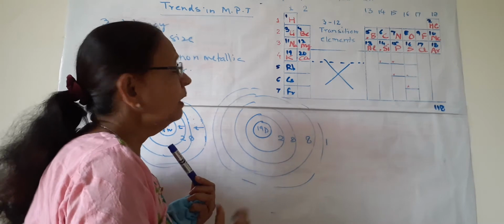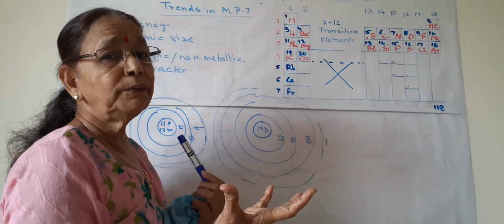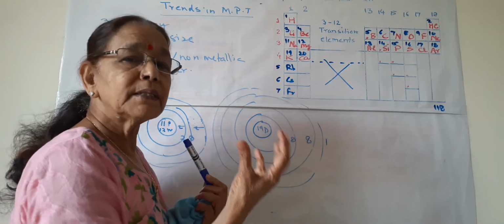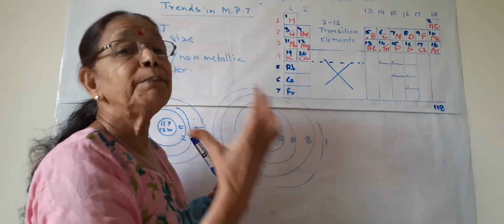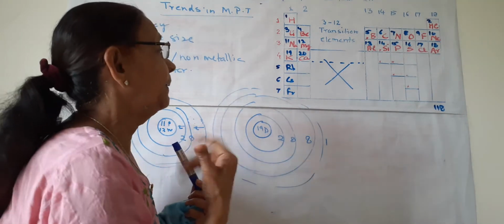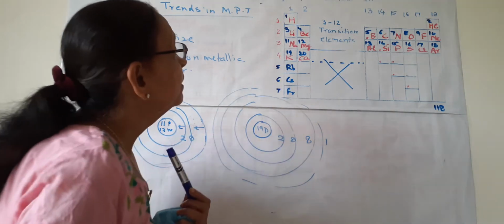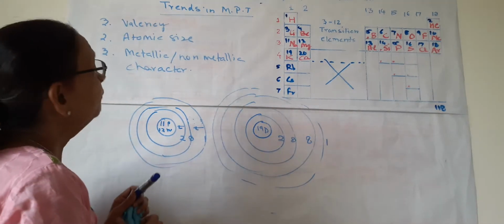Francium is the metal having the biggest size of atom in the first group. So this is about the size of atom.